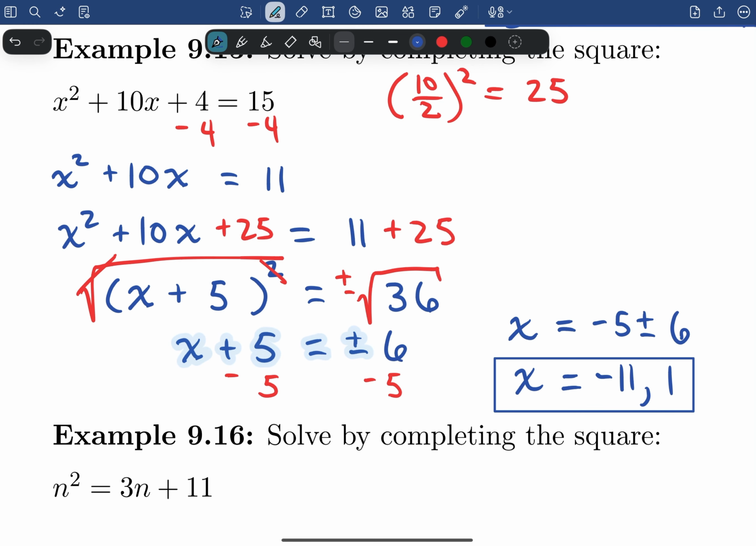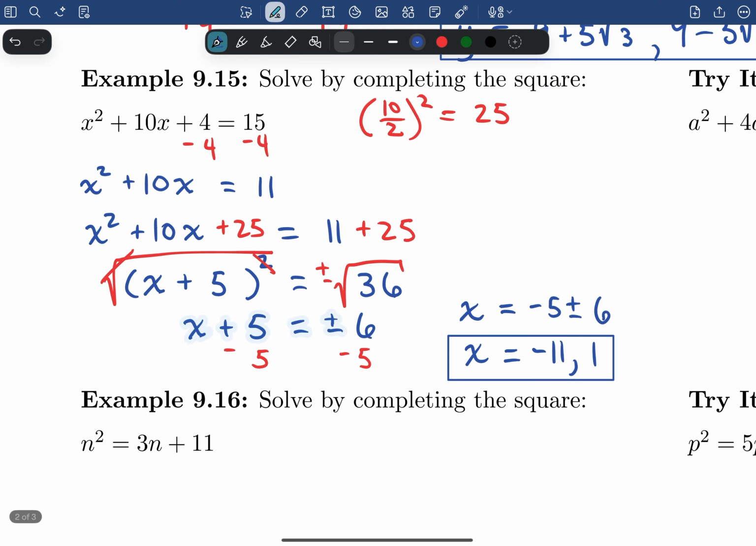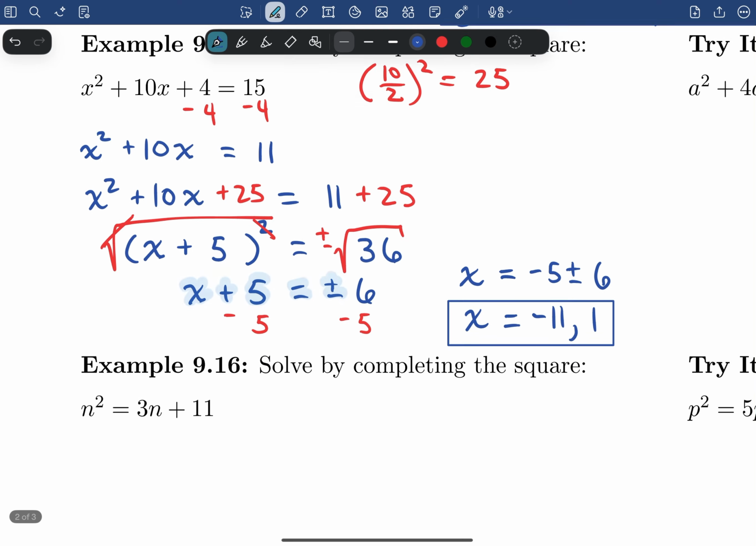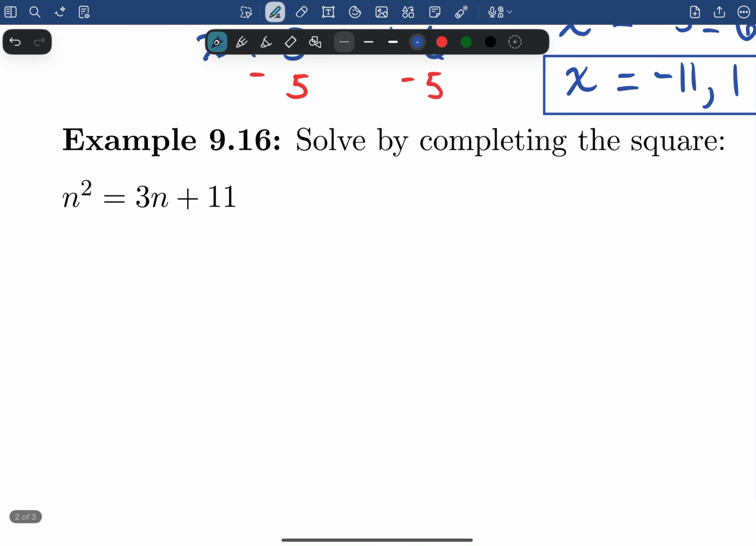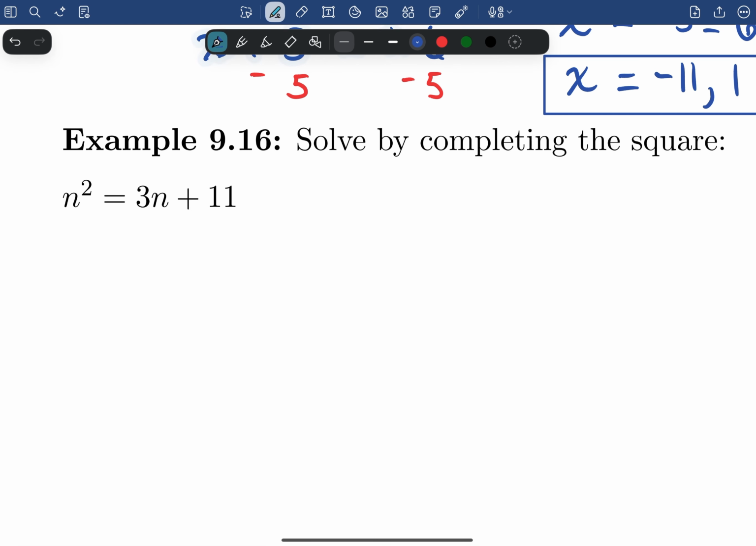We're ready to move forward into example 9.16. And let's go ahead and analyze this and see, okay, how do we set it up correctly? Well, we need all our terms with variables to be on the same side of the equal sign. So this positive 3n, I'm going to subtract it to the left-hand side to set things up for success. So here I go. I'll do it in red. Subtract 3n from right to left. I'll rewrite this as n squared minus 3n equals 11.